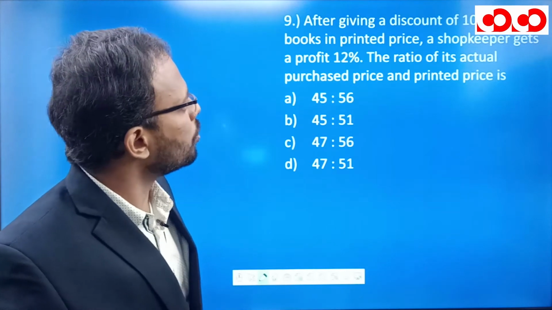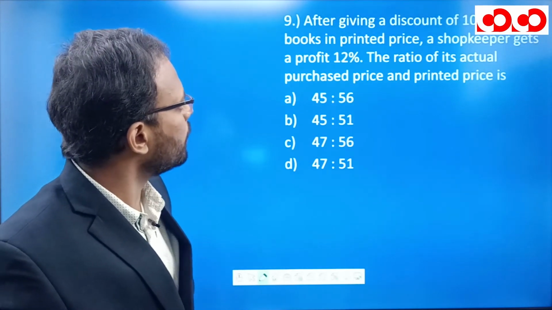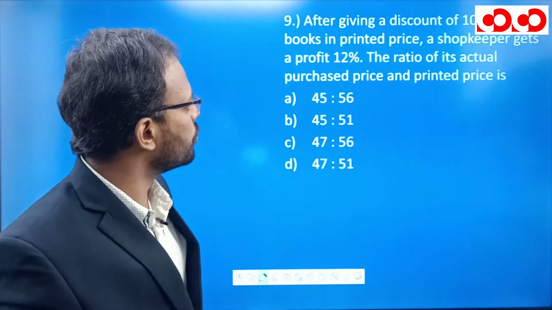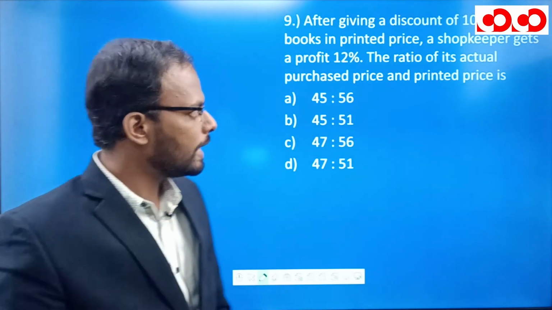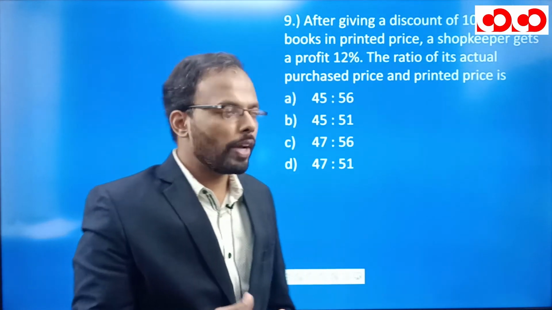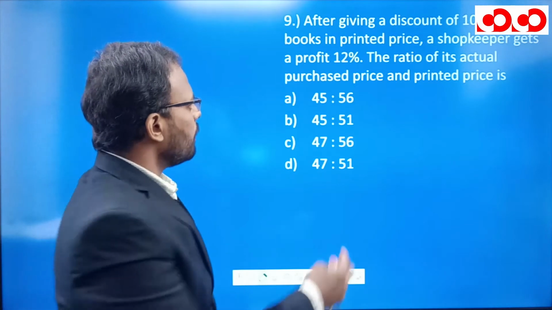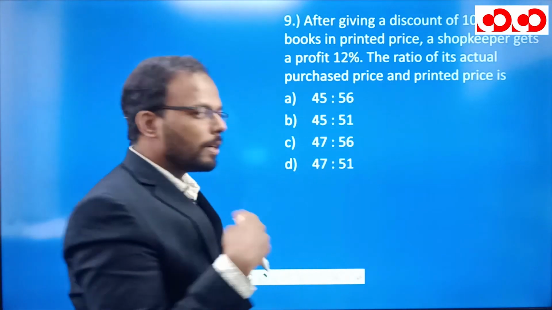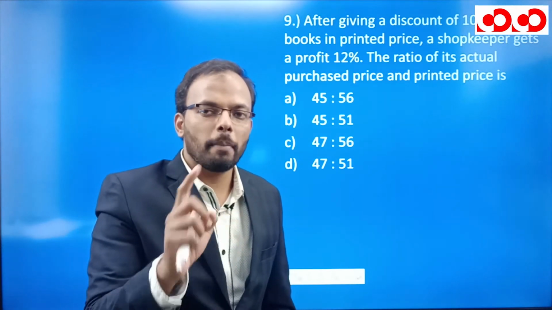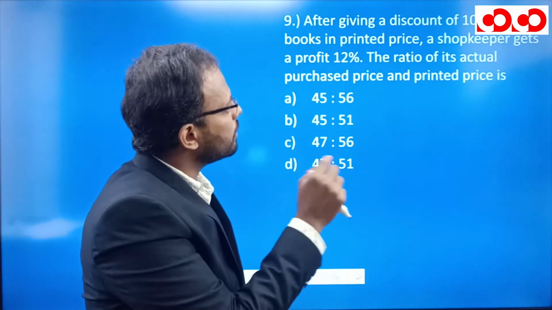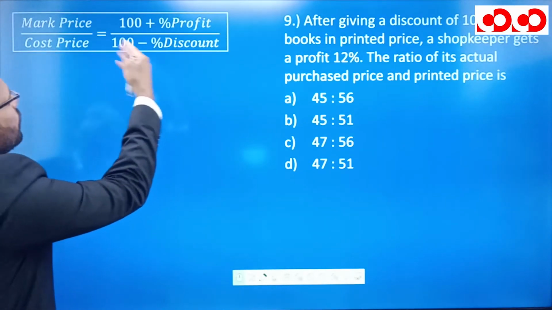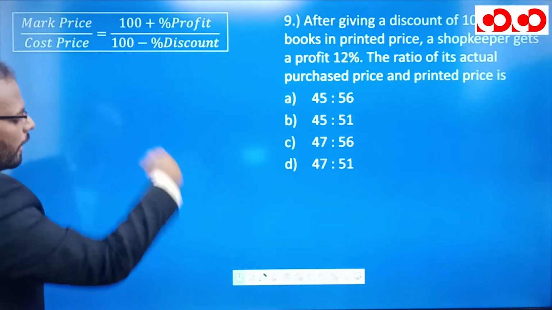After giving a discount of 10% on the books in printed price, a shopkeeper gets a profit of 12%. What is the ratio of actual purchase price and the printed price? See, the printed price is nothing but the mark price of the product, and the actual purchase price is nothing but the cost price. And there is a formula which relates the cost price and the mark price with percent discount and the percentage profit. What is that formula? Mark price by cost price equals 100 plus profit divided by 100 minus discount.